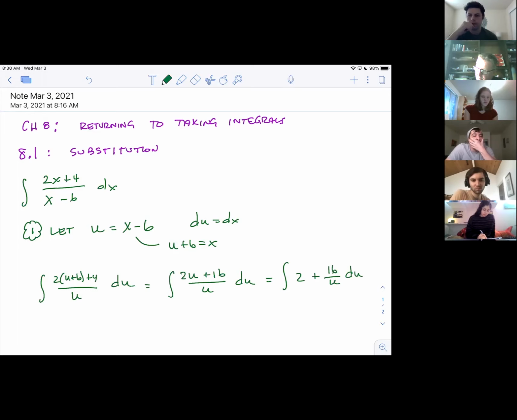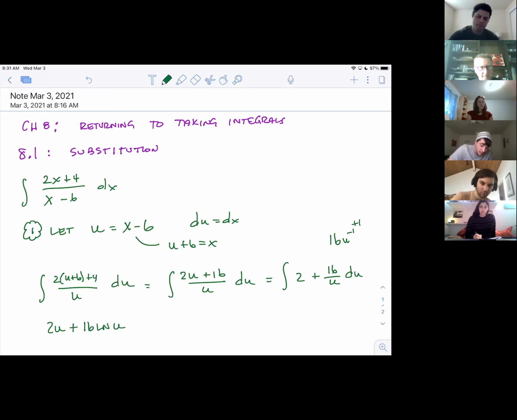And so you would say, great, the 2 grows a u, if you will. And then what do you do with 16 over u? That was one of the tricky ones. Remember, that's 16u to the negative 1. And if you try to add 1 to that exponent, you get 0. So the power rule isn't working, which should kind of prick your mind. Oh, that's right, this was that weird one. What's the answer to the integral of 1 over u? The natural log. Yeah, natural log.